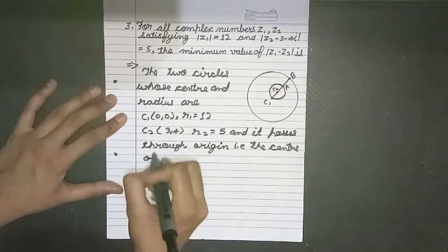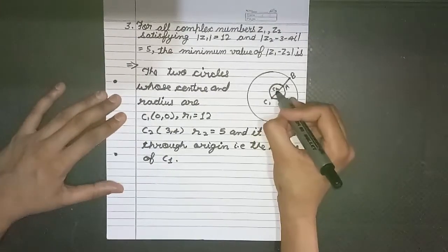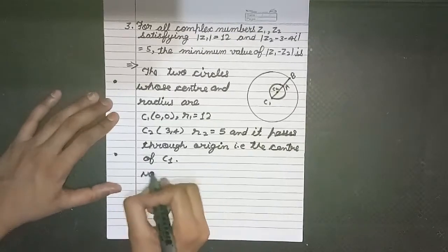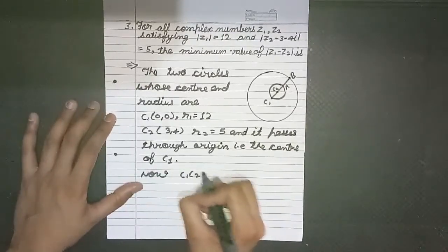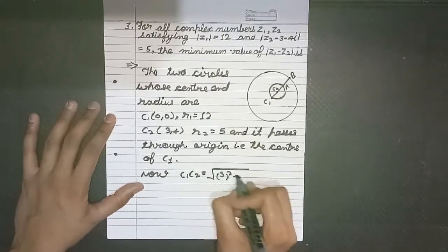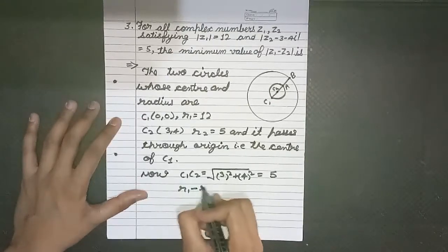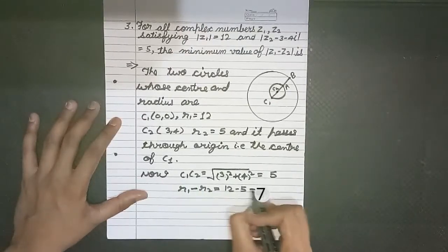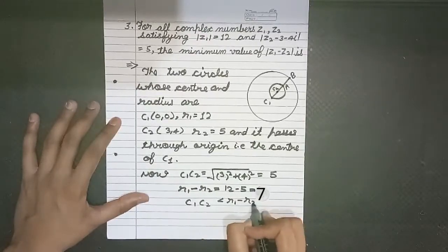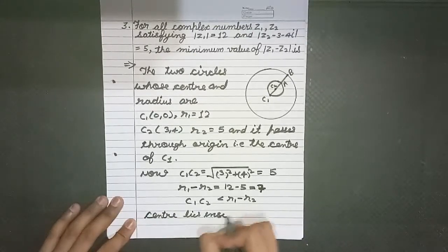So now you can see in the picture, this is c1 and this is c2, right? These are two circles. So let's write now. We have the c1c2 distance. This distance is equal to √(3² + 4²), which is equal to 5, and r1 − r2 is equal to 12 − 5, which is equal to 7, and c1c2 < r1 − r2. So the center lies inside the circle, right?